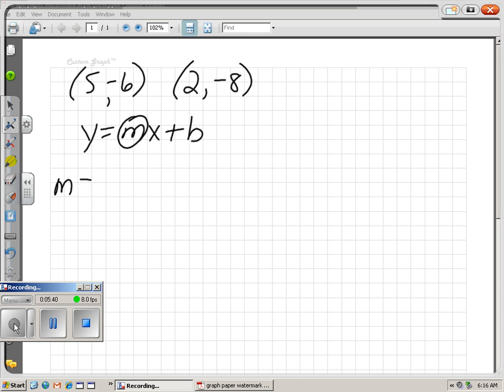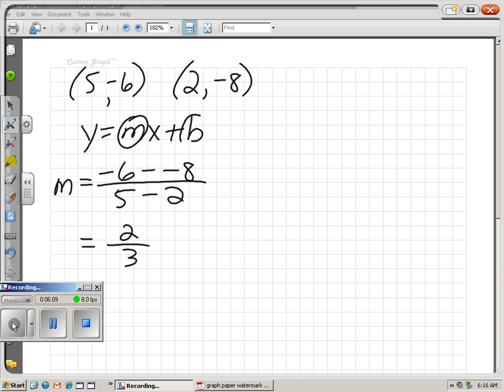So, m equals, we're going to subtract our y's on top, minus negative 8 over our x's, 5 minus 2, and do the math. Negative 6 minus negative 8 is really negative 6 plus 8, so that's a 2 on top. And 5 minus 2 is 3, so we have a slope of 2/3. All right, so we know our line goes up 2 and over 3. We know this line is going uphill.